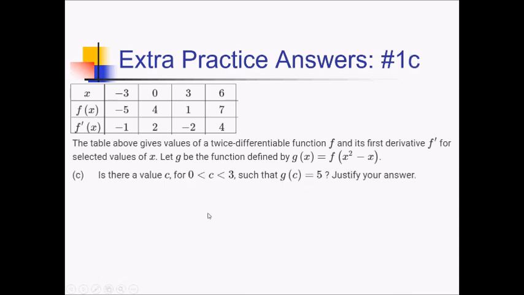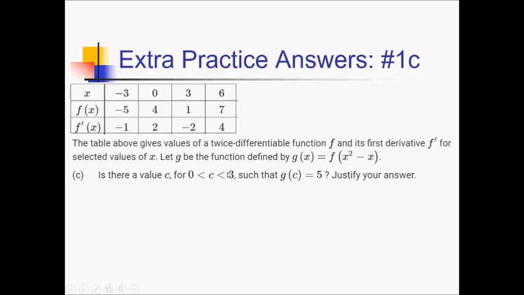On this problem, they're asking if there's a c value between 0 and 3, and c is just an x value, such that g of c equals 5. Justify. All right, so this is one of those intermediate value theorem problems. They're asking if there's a certain output that we can get over a certain range of inputs. So in order to do this problem, if you're going to use the intermediate value theorem, which is really the go-to theorem on these, you need to show that you have continuity over this interval, the closed version of this interval, and you also need to show that the value you're looking for, 5 in this case, lies between the beginning and ending y values on this interval.